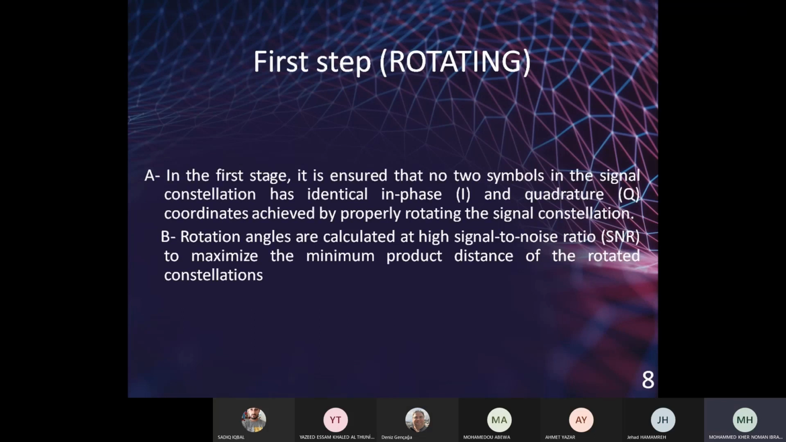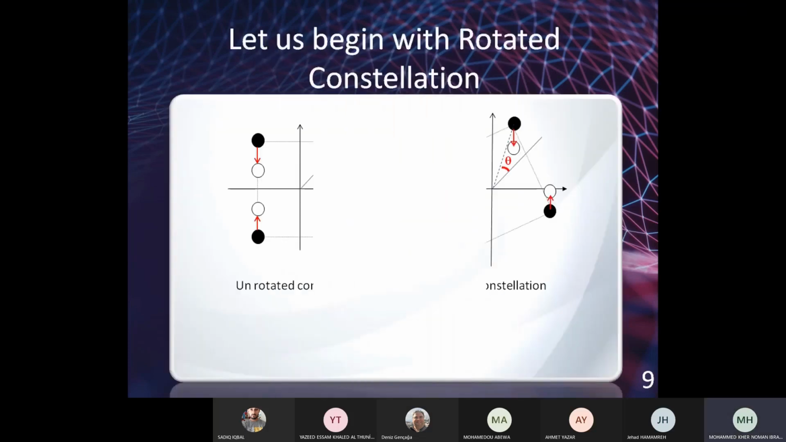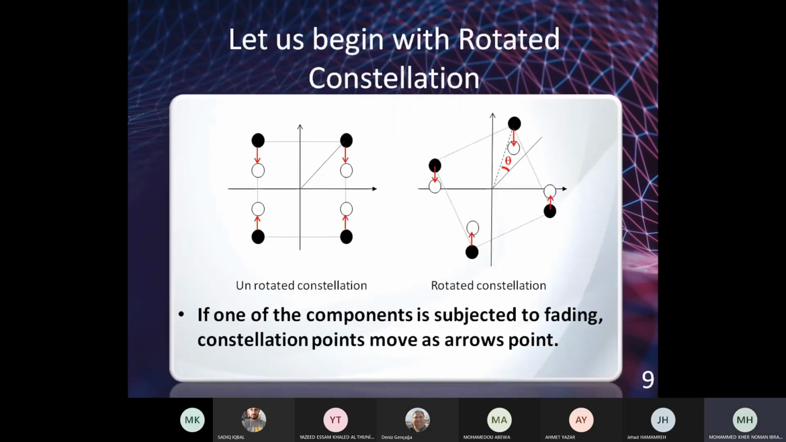Right now, we have two strategies for using SSD. The first one is rotation. Here, let us begin with the rotated constellation. In this figure, I made a rotation for this constellation, which is the in-phase and quadrature components for the symbols or the subcarriers. And this ensures that no two symbols in the signal constellation have identical in-phase and quadrature components. And this will reduce intersymbol interference and the potential of bit errors.